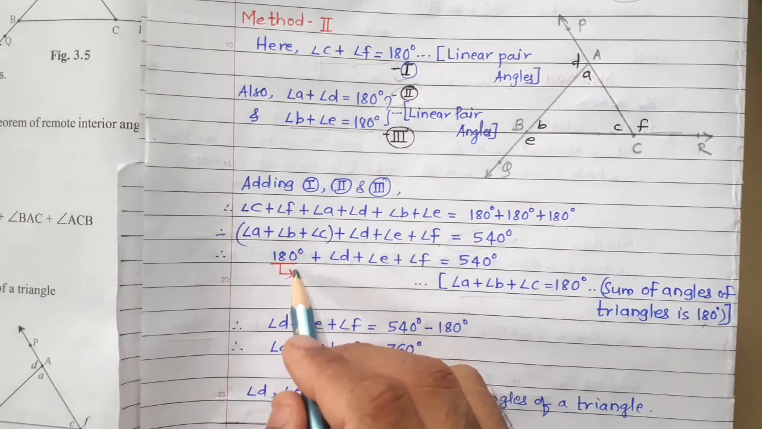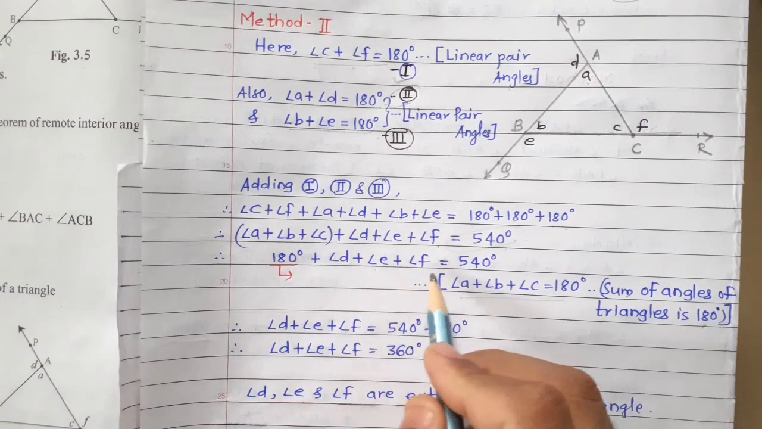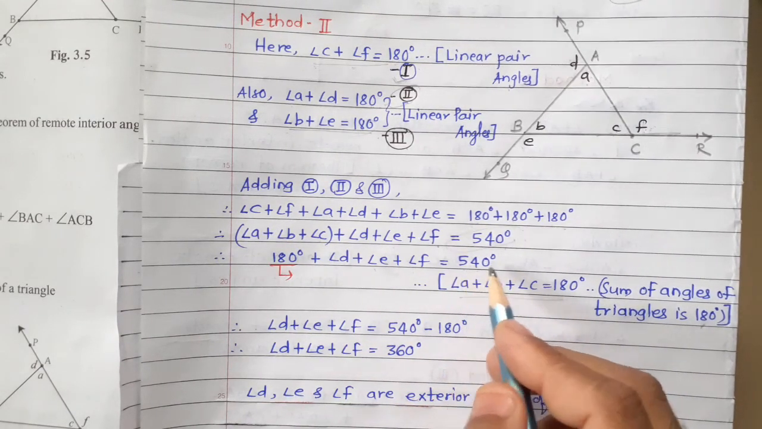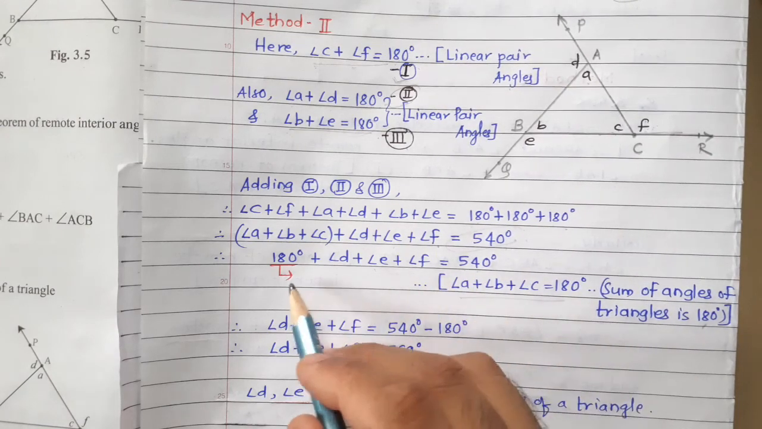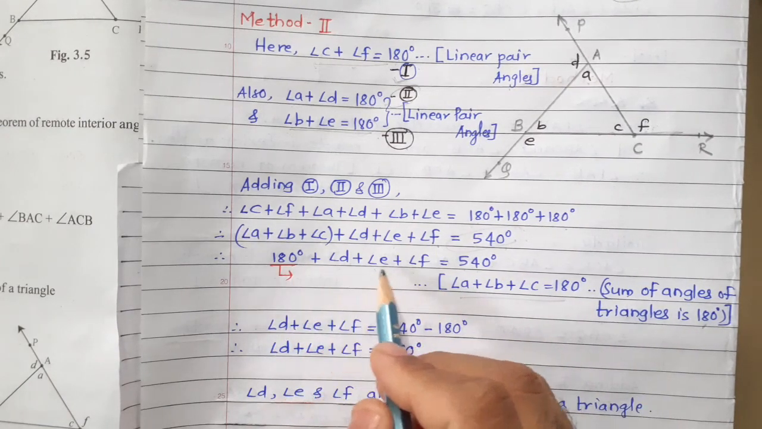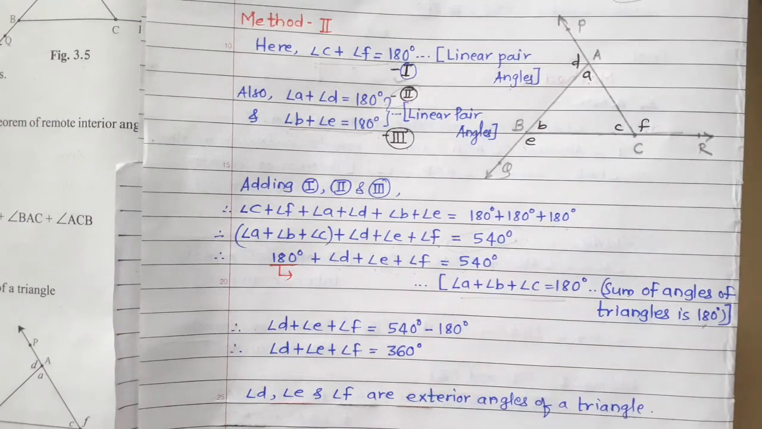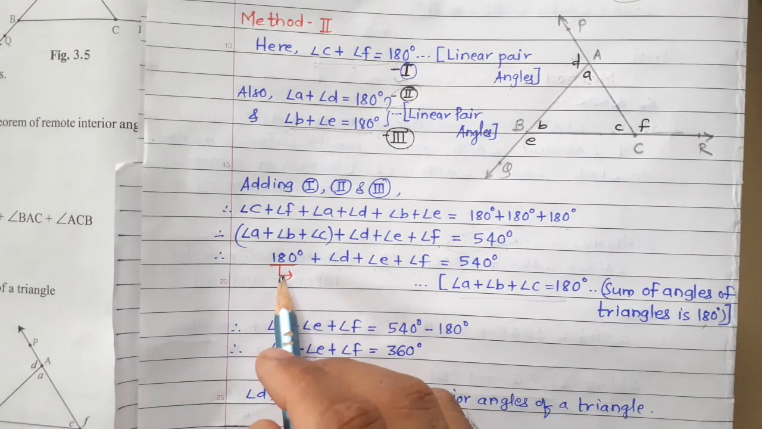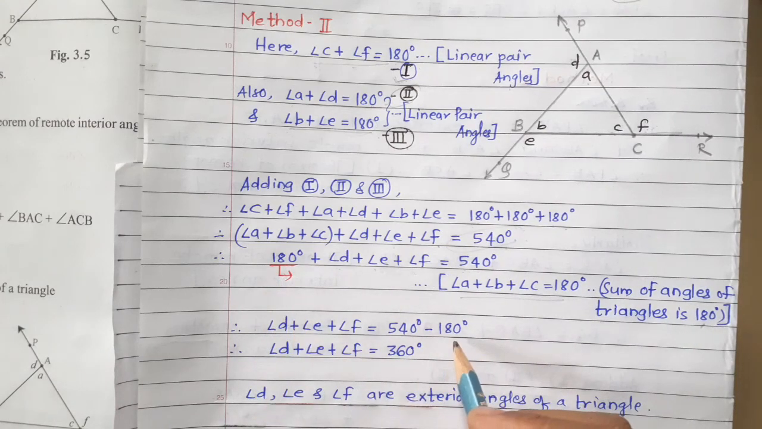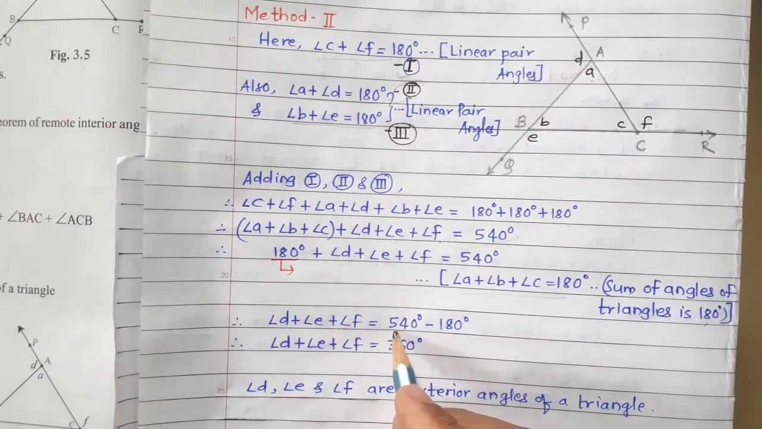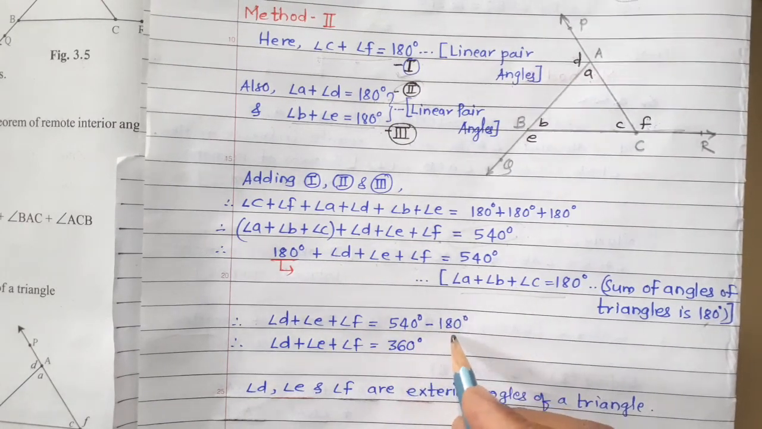Therefore we have 180 degrees plus angle D plus angle E plus angle F is equal to 540 degrees. Now when this 180 degrees goes to the right hand side, it becomes negative. So we have angle D plus angle E plus angle F is equal to 540 degrees minus 180 degrees.